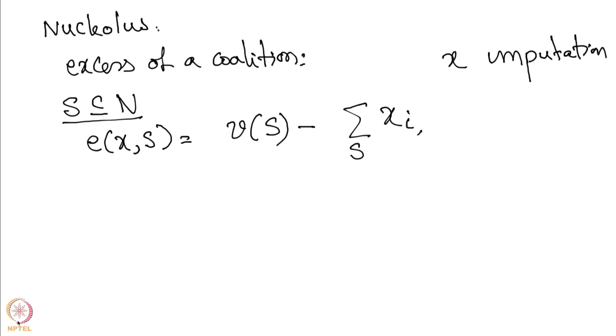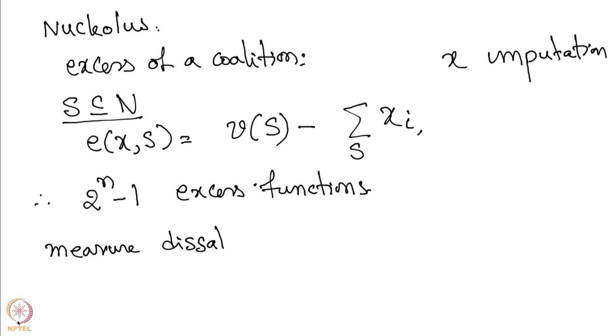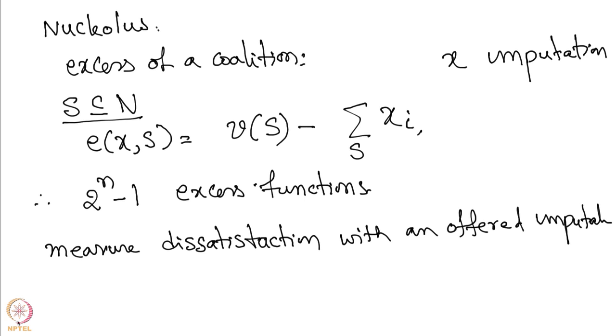Therefore, there are 2 power n minus 1 excess functions. So, what is excess? Basically, it is the deviation of the allocation vector from the total worth of that coalition S. This measures the dissatisfaction with an offered imputation x in a coalition.